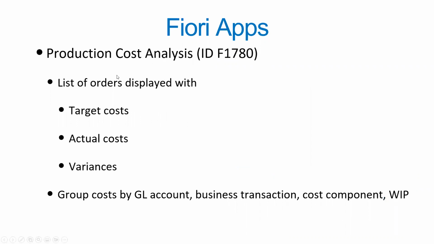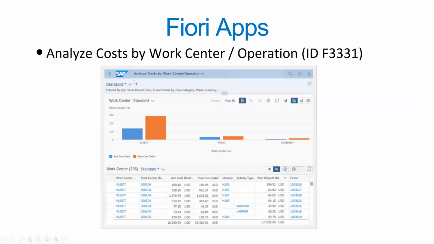The first one, you can display orders with these costs in the columns, just like we could before. We've got a few more options there down the bottom. You can group costs. The second app, analyze costs per work center operation. This just gives you a feel for the screen that comes up, gives you a feel for how the information is displayed, and there's lots of different filters. Yes, that's perfect. These two Fiori apps that we're discussing right now.